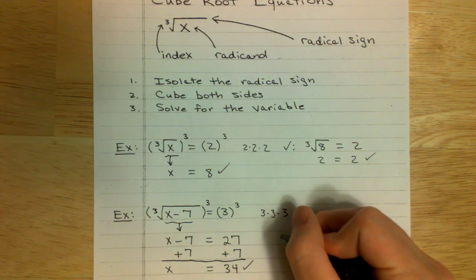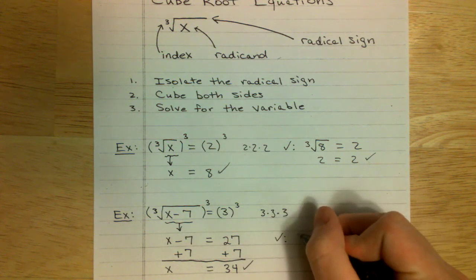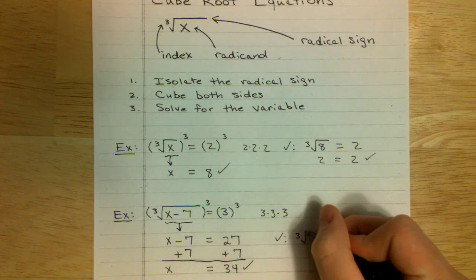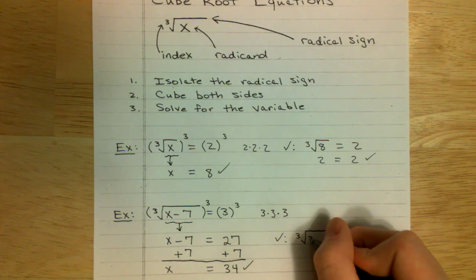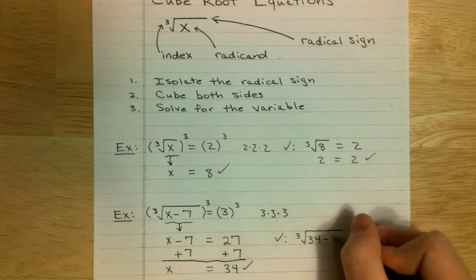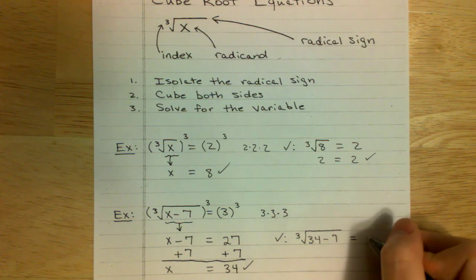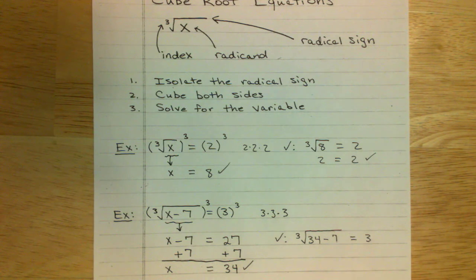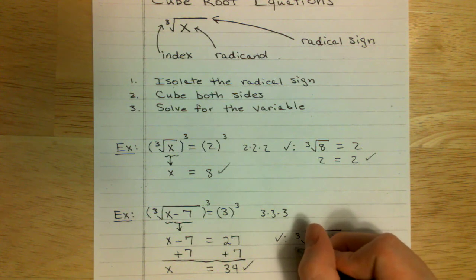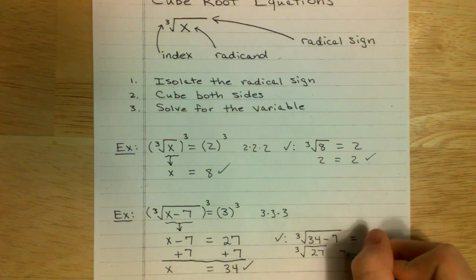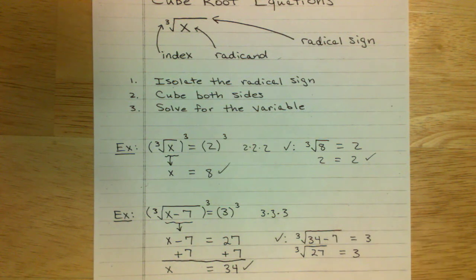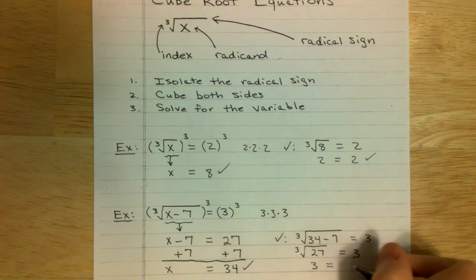Okay, so checking your answer, I'm going to rewrite my equation, but everywhere I see an x, I'm going to replace it with a 34. So inside the radical, I'm going to have 34 minus 7, and then I'm going to have equal to 3 on the other side. I know that 34 minus 7 is going to give me 27, so this is really going to be the cube root of 27 is equal to 3. And yes, the cube root of 27 is 3. So I'm going to get 3 equals 3.